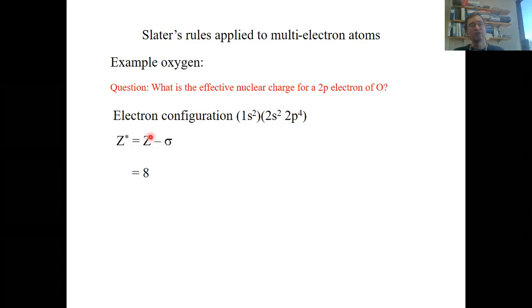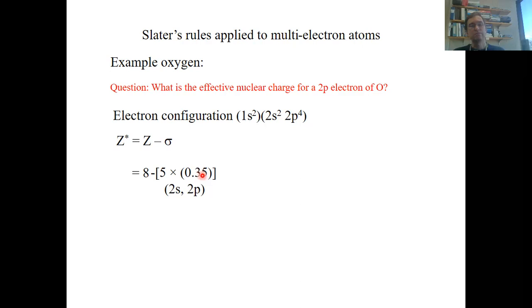So now Z is equal to 8, because oxygen has 8 protons. And we must subtract 5 electrons which are in the same group. Here we overall have 6, 1 is the electron we look at, so that leaves 5. And these 5 contribute with a factor of 0.35.